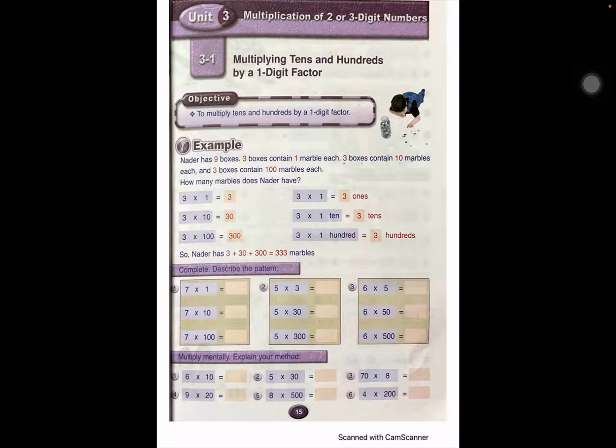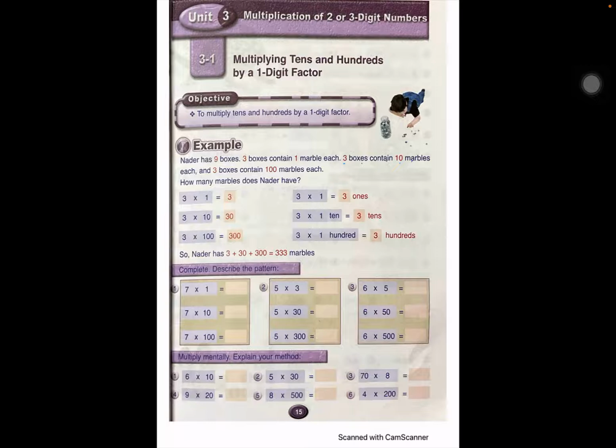Now, what is my objective? Every time you should have an objective for your lesson. Objective means هدفك. إيش أنت بدك تتعلم في هذا الدرس. In this lesson, we are going to multiply tens and hundreds by 1 digit factor. Let's go to our first example.